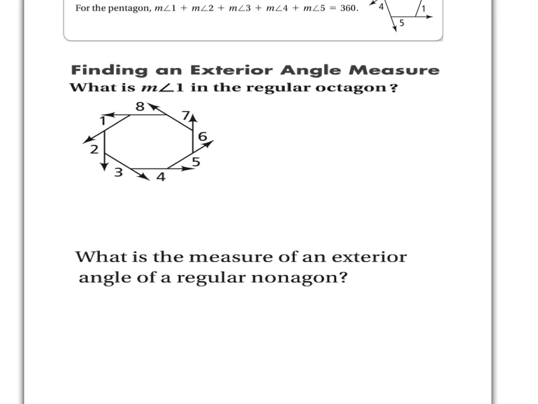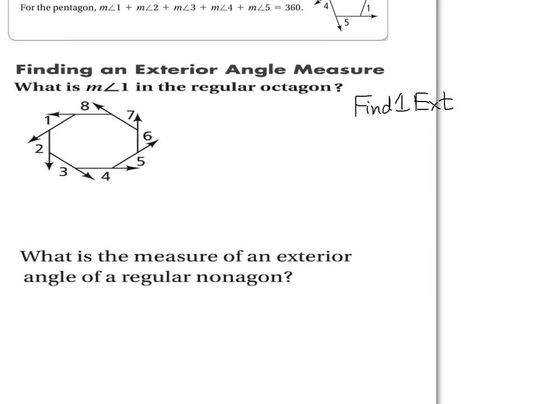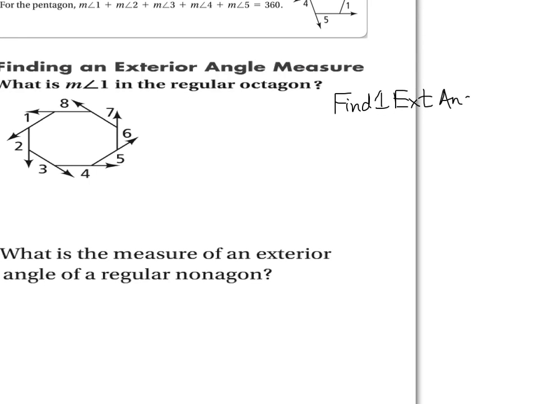As you look at this, to be able to find a specific exterior angle measure, just to find one angle, you'll want to write this down as well on the side. To find one exterior angle, you're going to take 360 and divide it by n. Remember, that is the number of sides. So you take 360 and divide it by the number of sides, and that's going to give you the measure of one exterior angle.